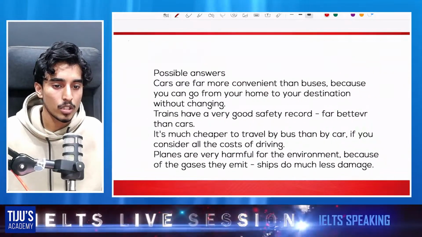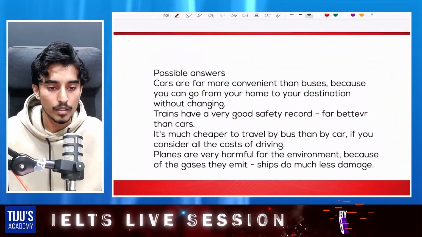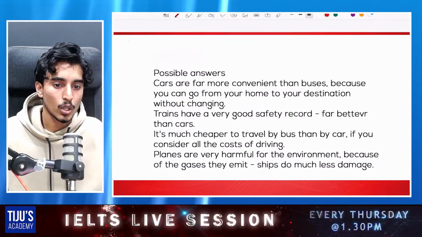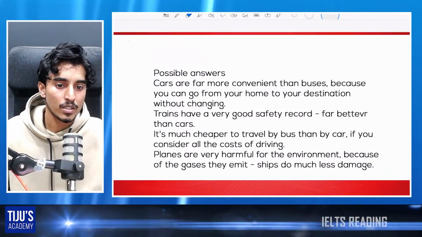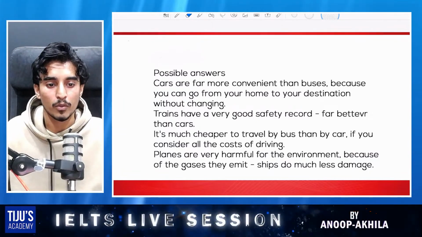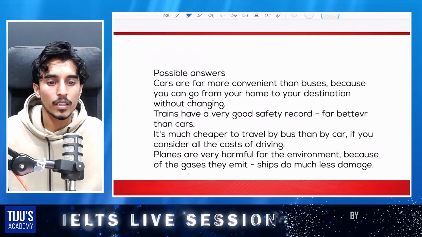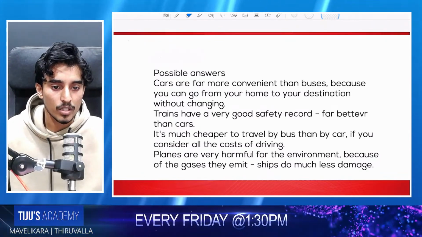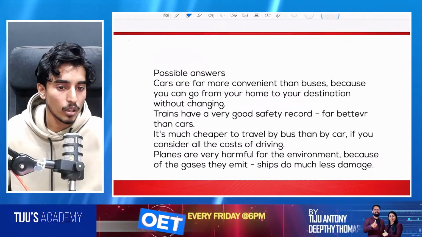And talking about possible answers to this question, you can see here cars are far more convenient than buses because you can go from your home to your destination without changing. That means when you are going by bus, you have to change a lot of buses if you are traveling a long distance. But when it comes to cars, usually we don't have to change a lot. We can go in one stretch, and it is very convenient for all of us.